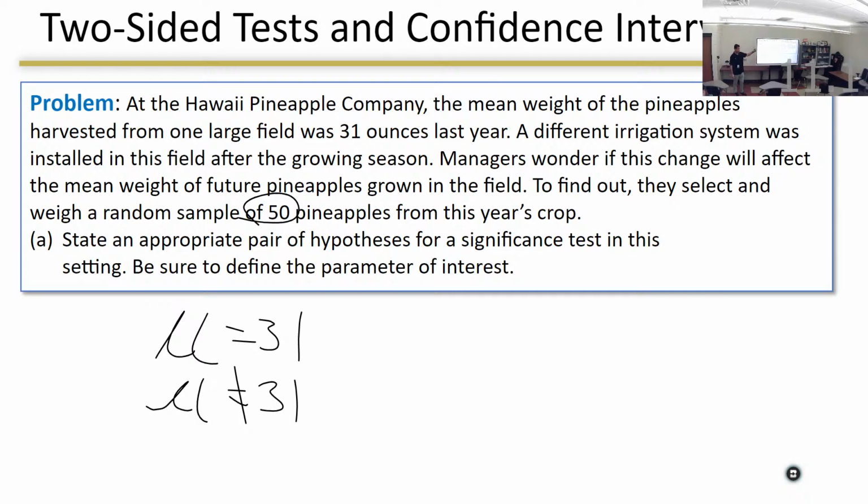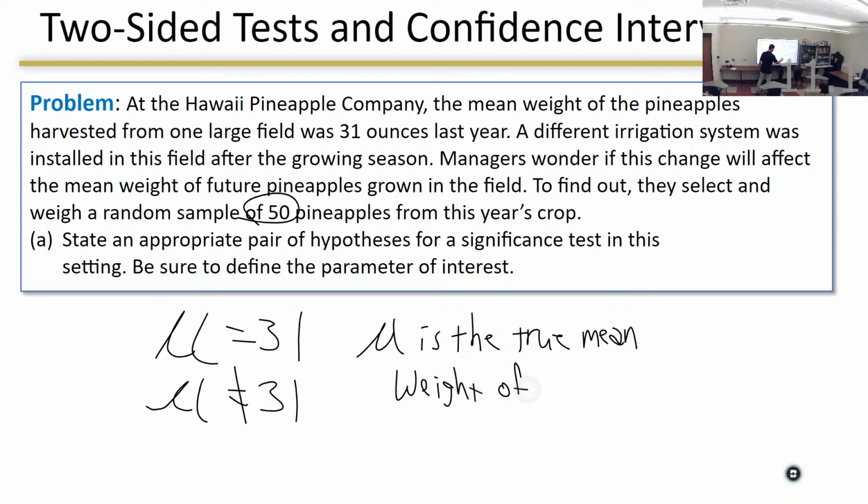I already did. I did not say mu is the true mean weight of pineapples. Good enough.